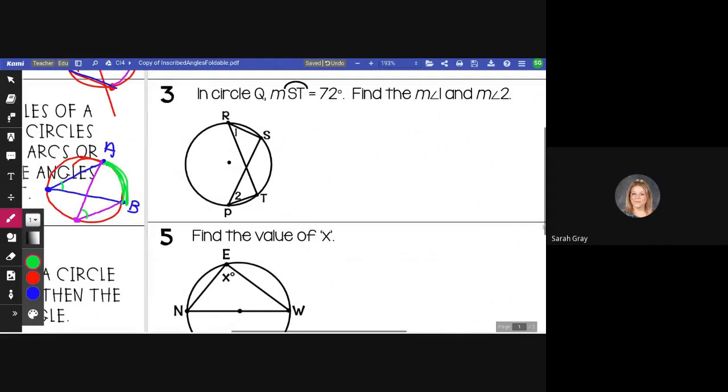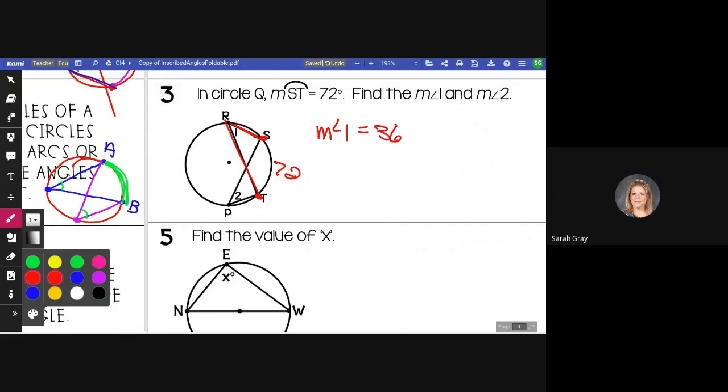So problem 3. Measure of arc ST is 72 degrees. Find the measure of angle 1 and the measure of angle 2. So just focus one at a time. Look at measure of angle 1. See how angle 1 is opening up to that 72 degree arc? So based on the previous theorem, it's half the size of the arc. Measure of angle 1 is 36.